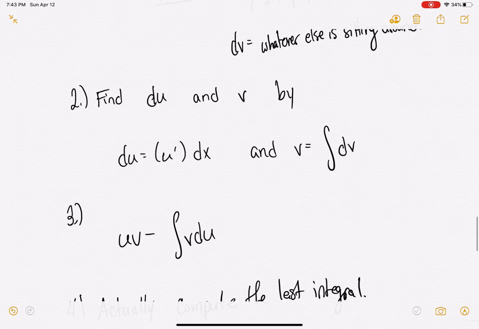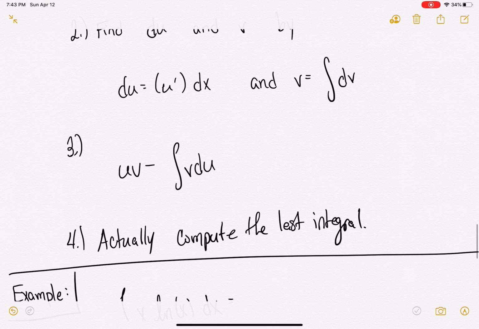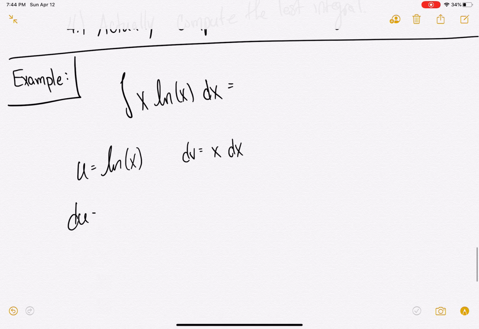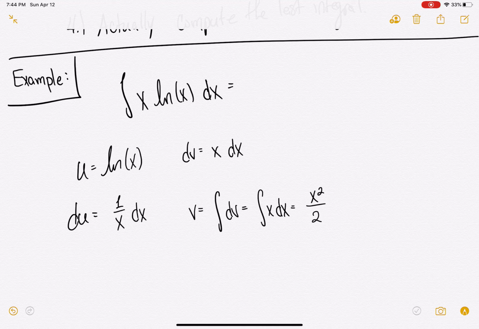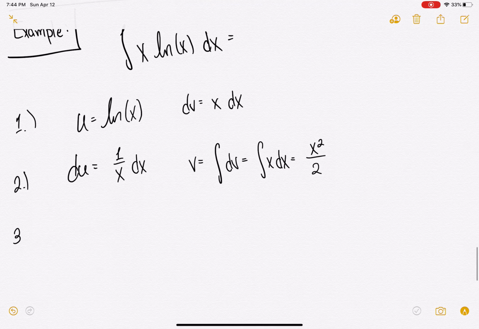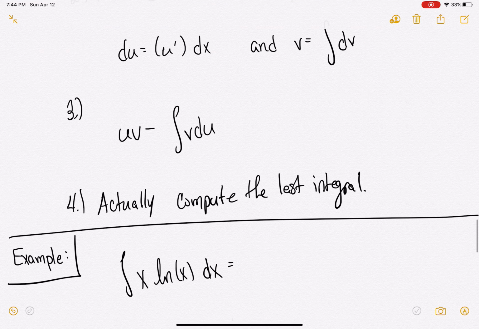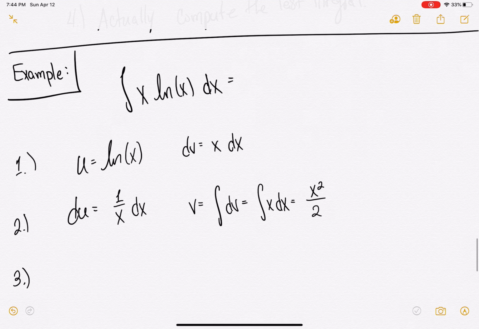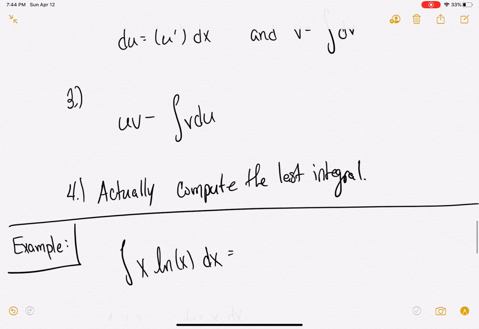Step 2, find du and v by du equals u prime dx. Derivative of natural log is 1 over x dx. V equals the integral of dv, right? Integral dv, but that's integral of x dx, which is x squared over 2. So this is really step 1 above. This is step 2 above. Step 3 above is uv minus v du. So this thing equals, write an equal sign here.